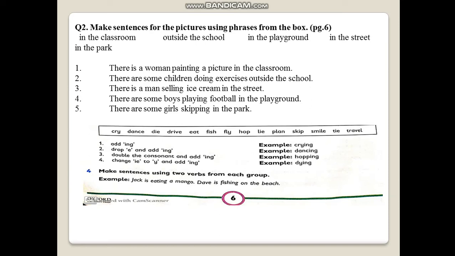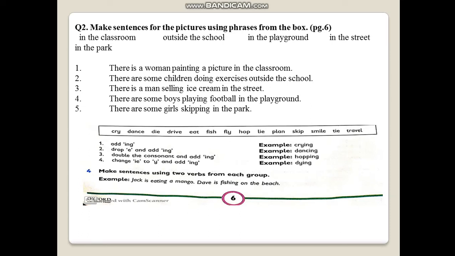Now here comes question number 4. I have given you this for your homework. You have to do it in your homework. This is your home task. Make sentences using 2 words from each group. For example, Jack is eating a mango. Dave is fishing on the beach.